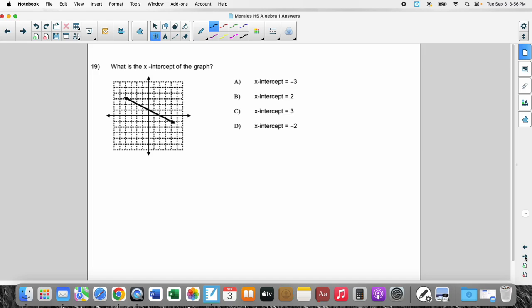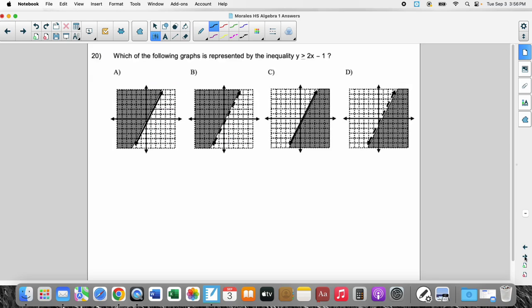What is the x-intercept of the graph? Well, we know that the x-intercept is where it crosses the x-axis. This is the x-axis. Where does this line cross the x-axis? It crosses it right there, and that looks like it's positive 2. So the x-intercept is positive 2. That's the coordinate (2, 0). It wants to know what your x value is.